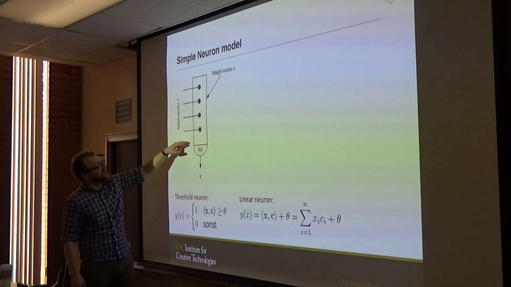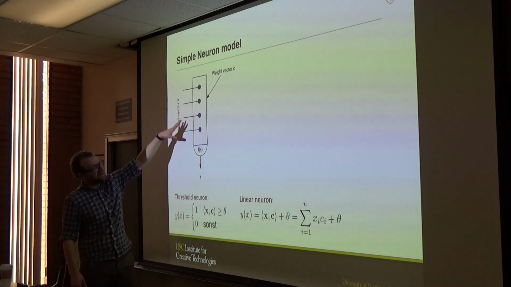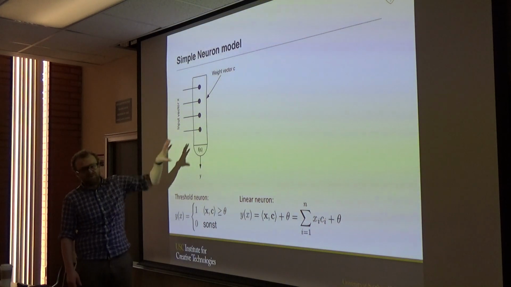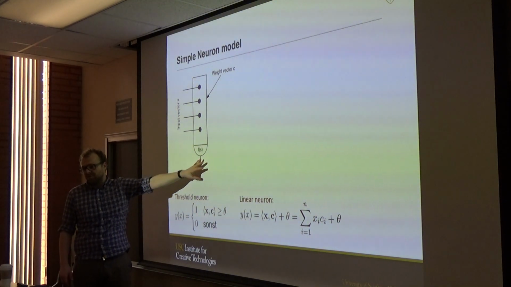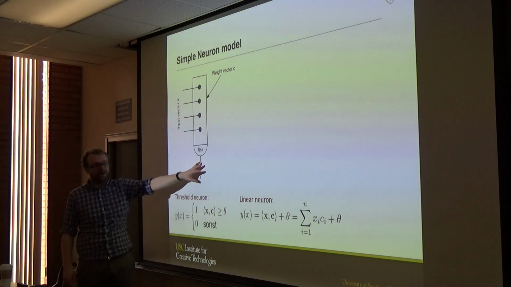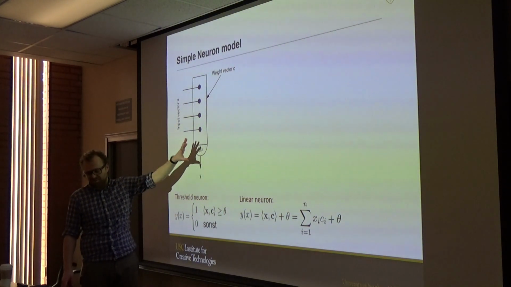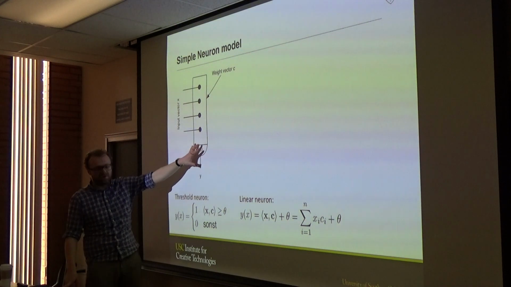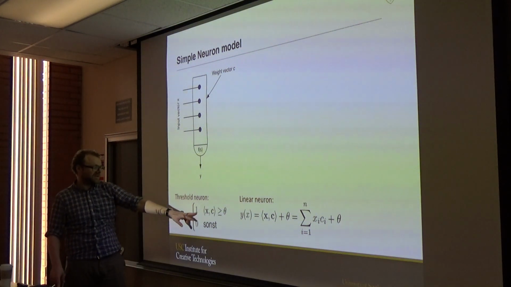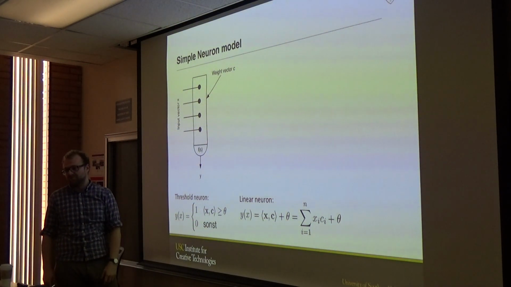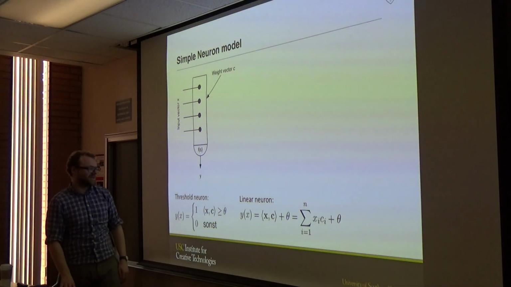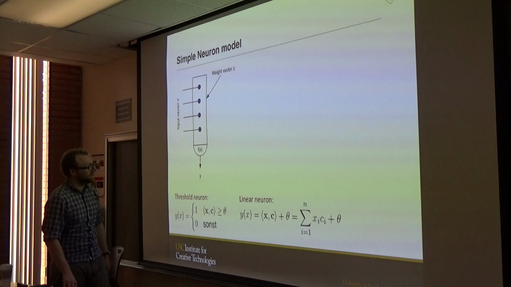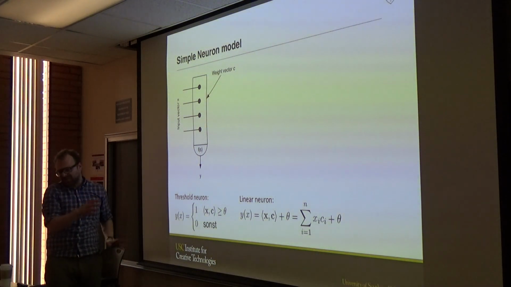But in general, you basically compute a dot product, and then you look if the dot product is greater or equal to a threshold or below that, and then you would produce either a 1 or a 0 as output. Okay, so that's the simplest model that we can come up with. And this is kind of the basic idea.